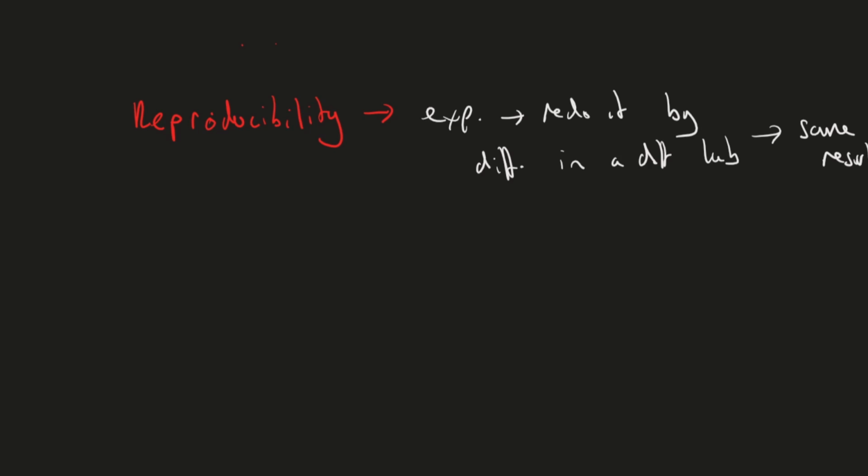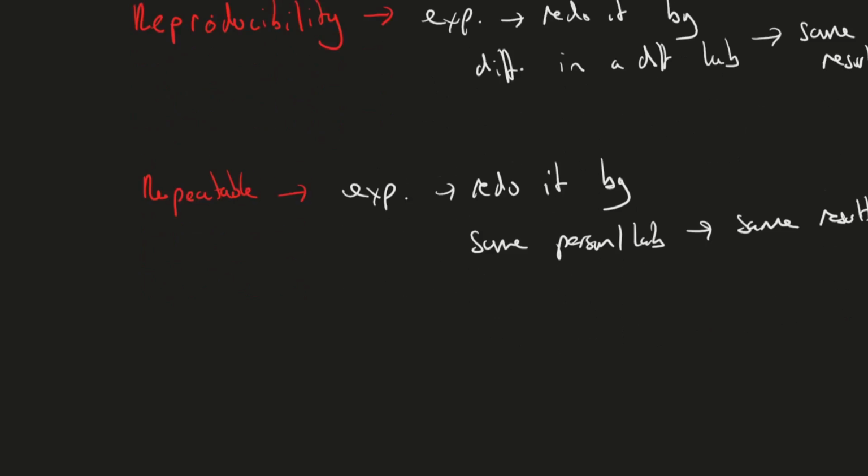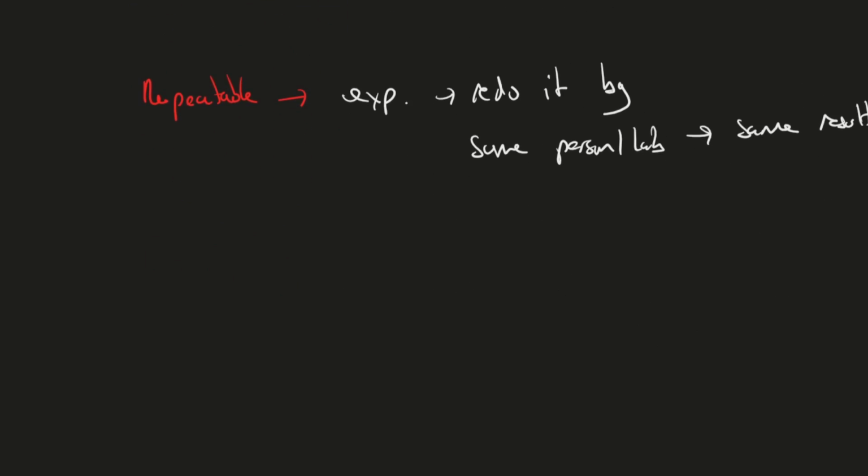Now the more common one is something that is repeatable. So if something is repeatable, it means you have your experiment and you can redo it by the same person in the same lab, and you get the same results. So if I basically do an experiment and I do it 10 times and I see the same results, I'll say it's repeatable. If you then take that same experiment, you go to your lab and you repeat it and you get the same results, we say it's reproducible. So hopefully the distinction is quite clear there.